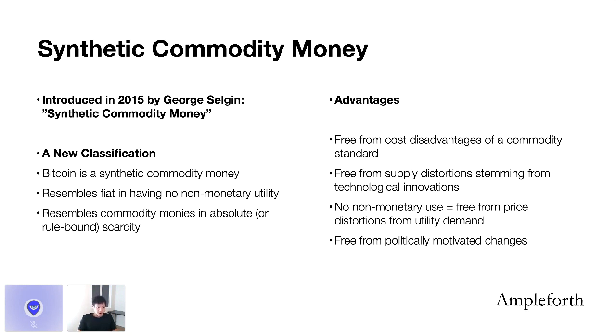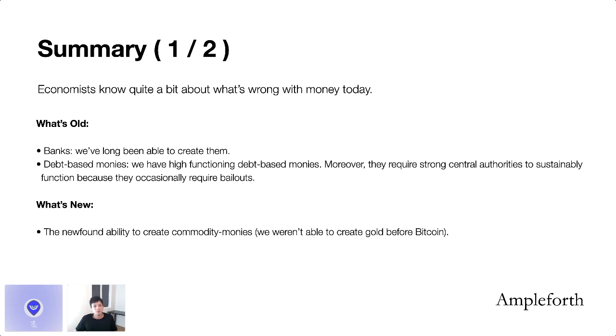So, to summarize and try to introduce more relevant outcomes from this research, we do know a couple things, right? What's old? Banks. We've always been able to create banks, right? Or not always, since the Medici era. We've been able to create banks for a very long time. That's not what's being enabled by distributed ledger technology or Ethereum or the Bitcoin protocol.